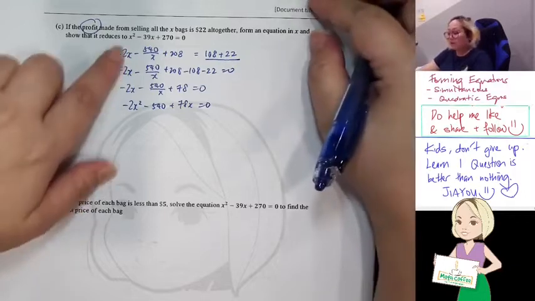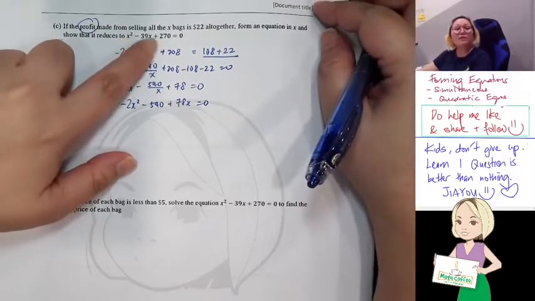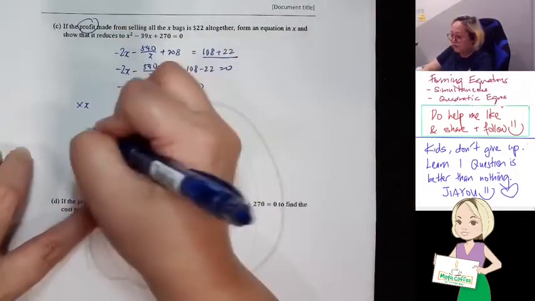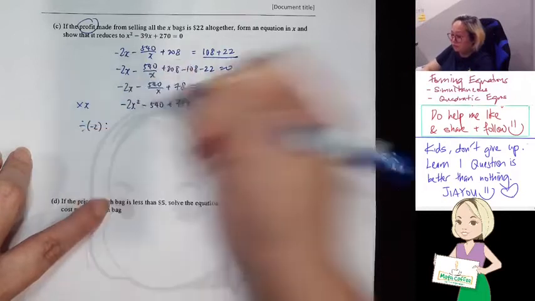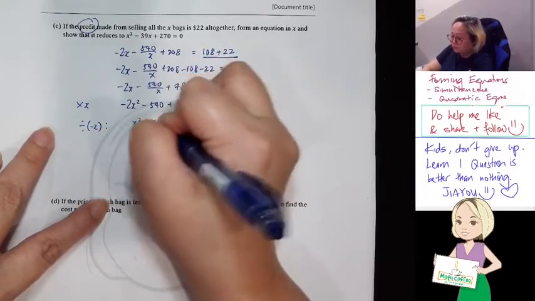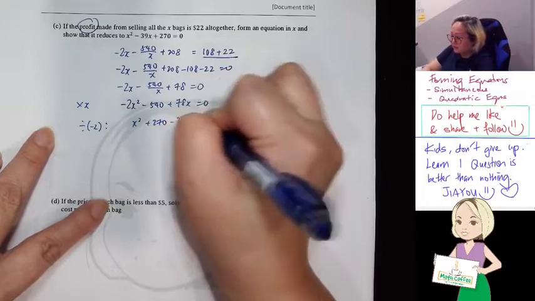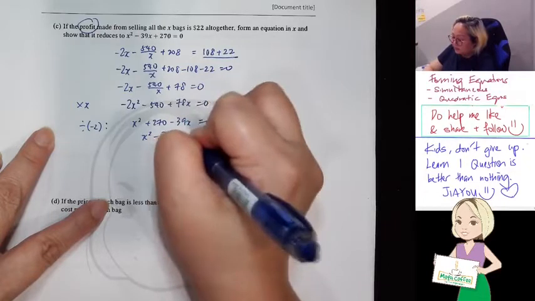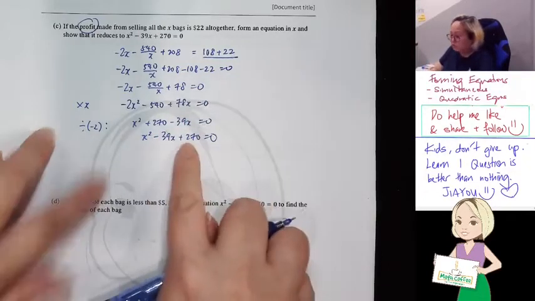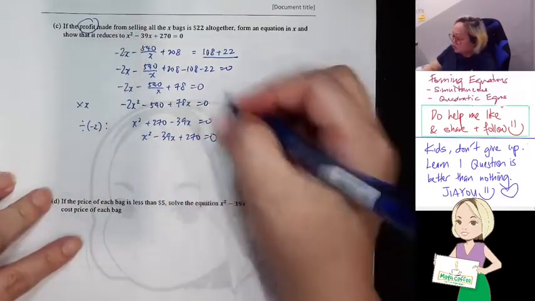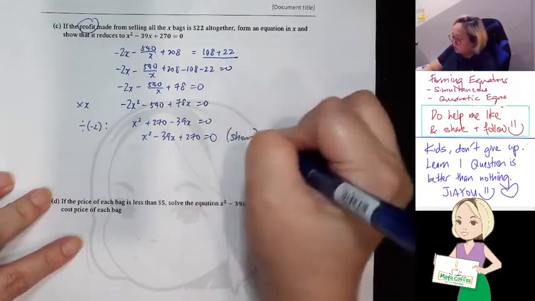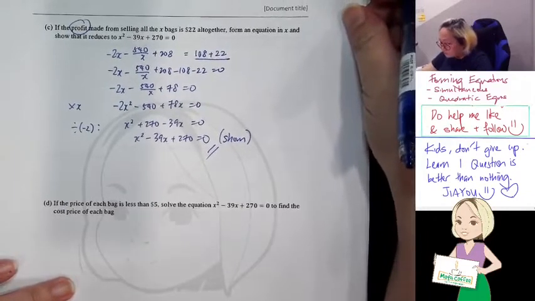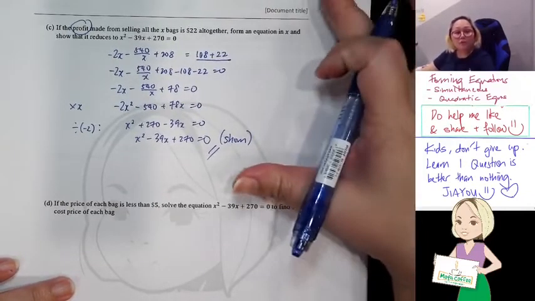Don't stop there, of course, because we are supposed to prove this equation. You can see that this is x squared, so I'm going to divide by negative 2 throughout. So I get x squared plus 270 minus 39x equals to 0. Of course, shift a bit: x squared minus 39x plus 270 equals to 0. You see, it's exactly the same now. So, shown. Done. So this is how you form the equation for this part.